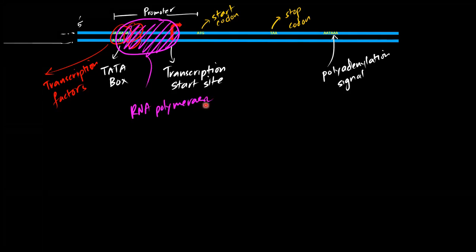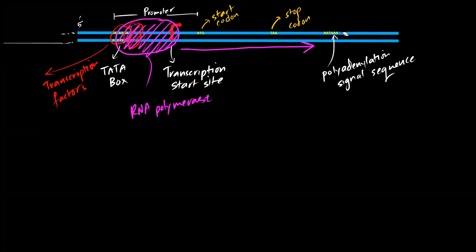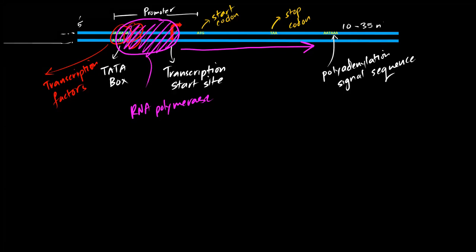Now, after the RNA polymerase binds, transcription will start here. The RNA polymerase will be moving in this direction, downstream, until it reaches the polyadenylation signal sequence that we talked about. Then, after 10 to 35 nucleotides past the polyadenylation sequence, the RNA transcript will be cut.